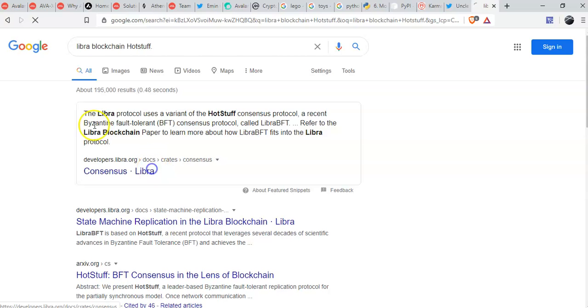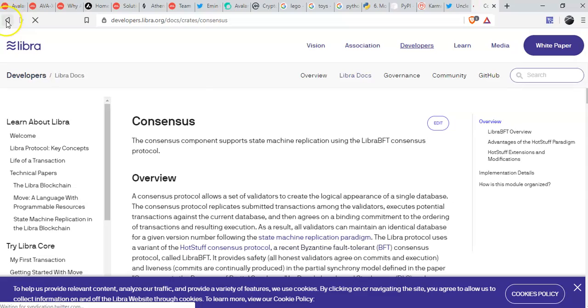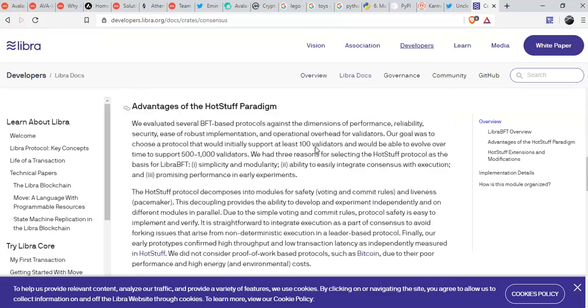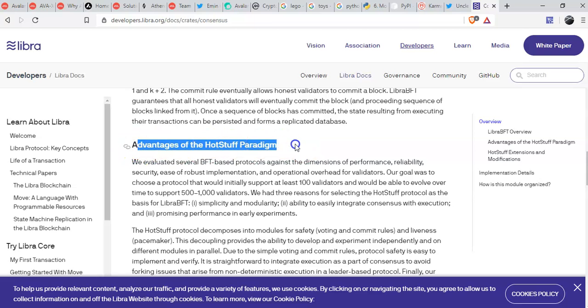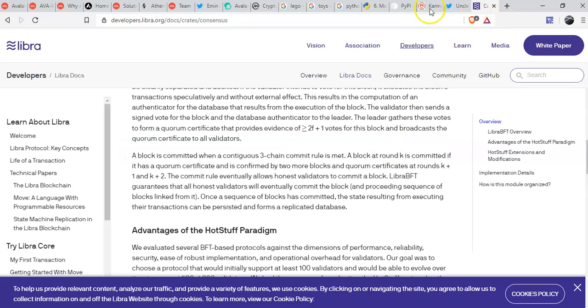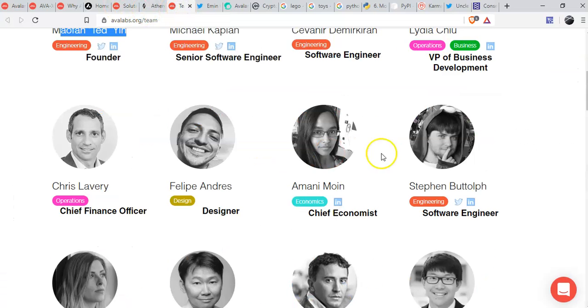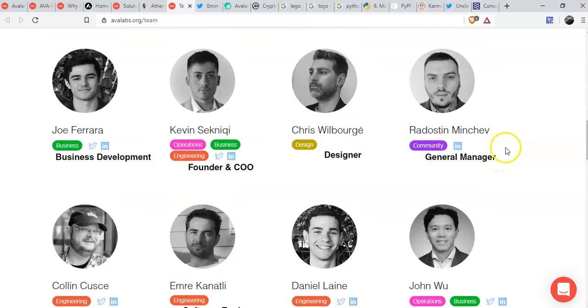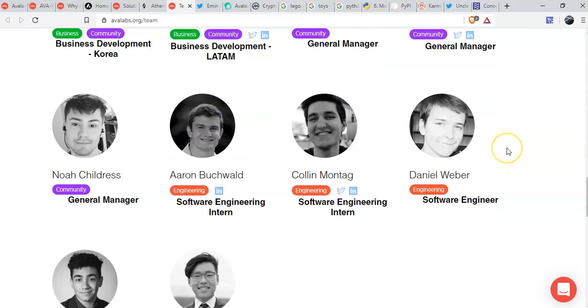So you can see, I think there's plenty of information right now. It uses the HotStuff protocol. So who created it? Somebody in the Libra team. So when we speak, we're talking about people who have done stuff.